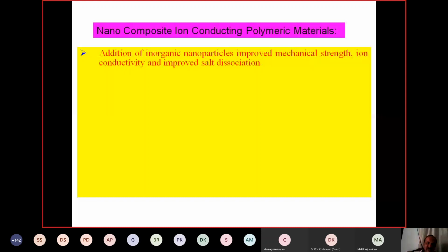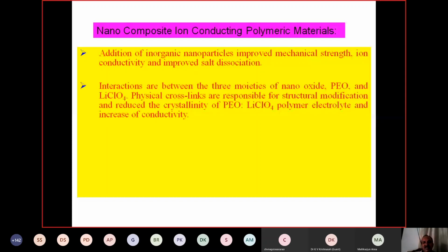Okay, some of the conclusions from the nanocomposite: addition of inorganic nanoparticles improved the mechanical strength and conductivity, and improved the salt dissociation. Interactions are between the three moieties of nano oxide, PEO and Li2SiO4. That means cross-linking, that means a network is forming between the three components: the polymer, the lithium salt, or maybe sodium salt, whatever salt we are taking, and also the nanoparticles which we are using. Within these three components, a network is forming. That means some links are forming.